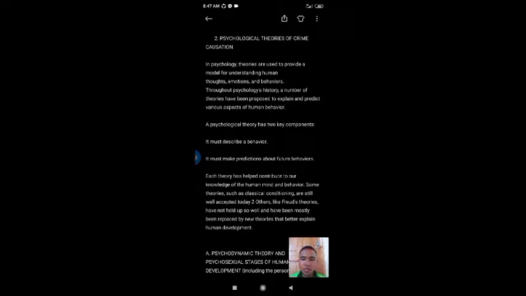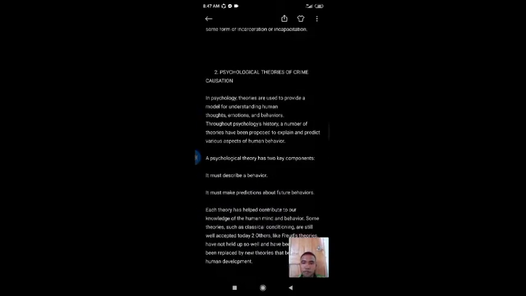Some theories, such as classical conditioning, are still well accepted today. Others, like Freud's theories, have not held up so well and have mostly been replaced by newer theories that better explain human development.